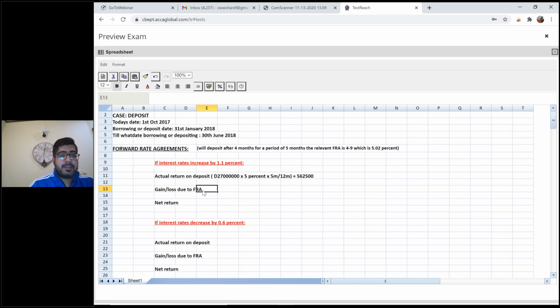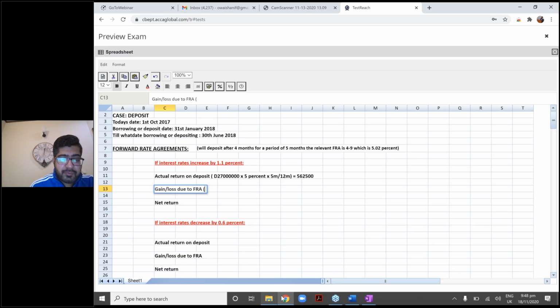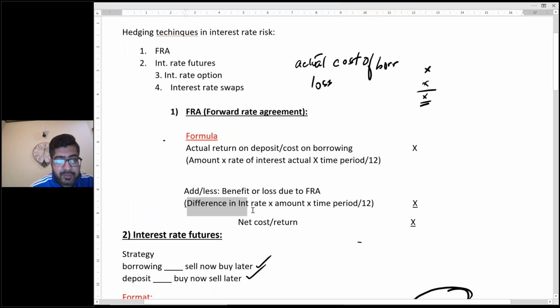Then deal with gain or loss due to FRA. Gain or loss due to FRA is very simple in computation, but you just have to make sure that you apply whether it's a gain or loss. Please pay attention because there is another case as well, so that you will get a summary. So, how is the gain or loss due to FRA computed? See the formula. It's just the difference in rates into amount into time period.